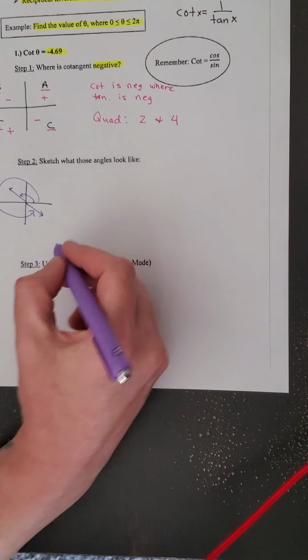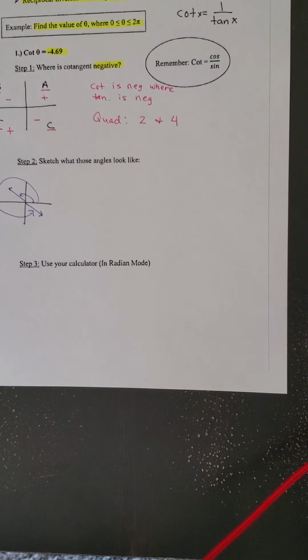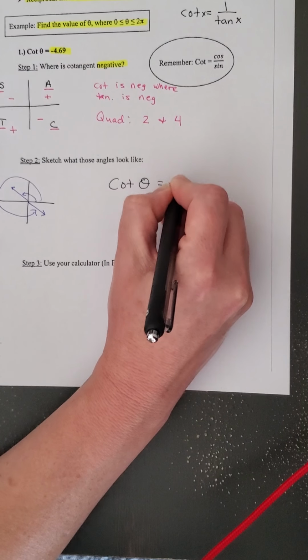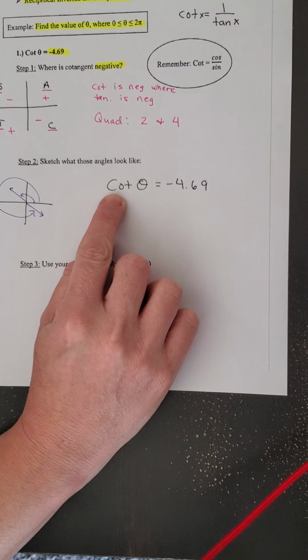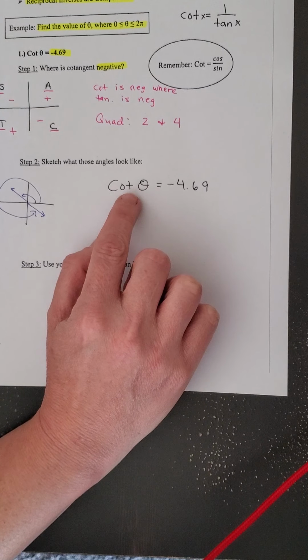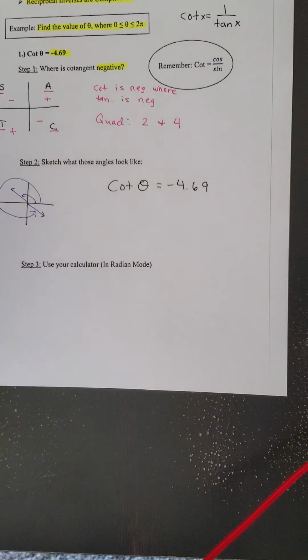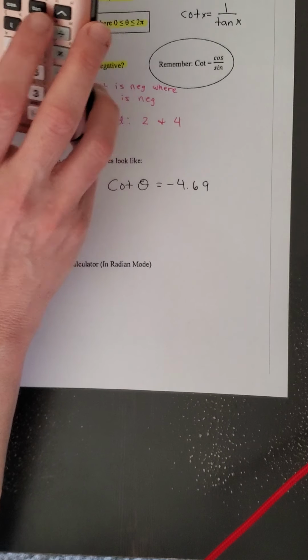Okay, now, I'm actually going to do step 3. I'm going to use part of the room up here because step 3 may take a little more room. All right, so here's what we're trying to evaluate. Cotangent theta equals negative 4.69. So if you recall from the previous notes, we want to do cotangent inverse in order to get theta by itself. However, your calculator cannot do cotangent, right? We've got sine, cosine, tangent, and sine inverse, cosine inverse, and tangent inverse.